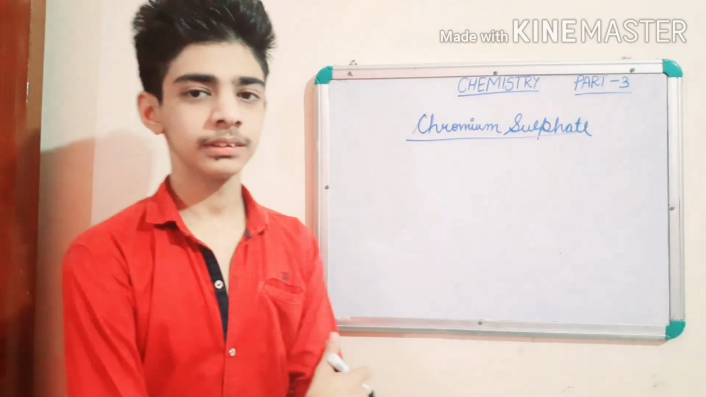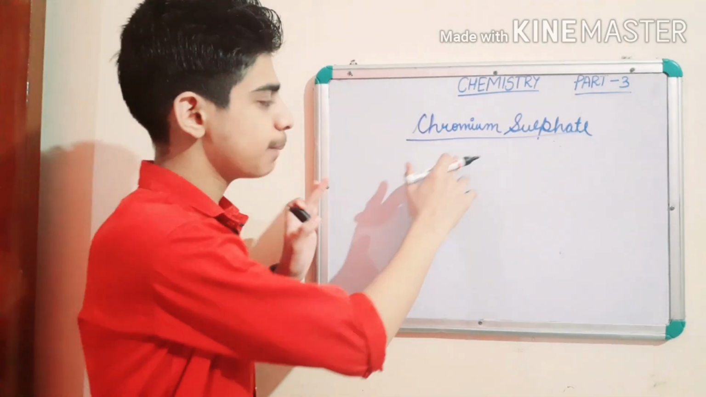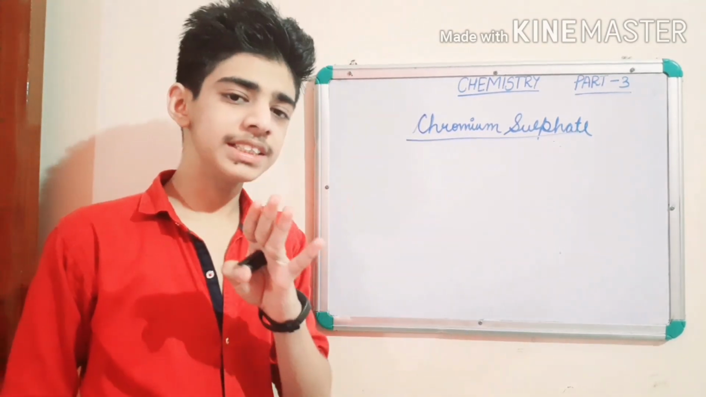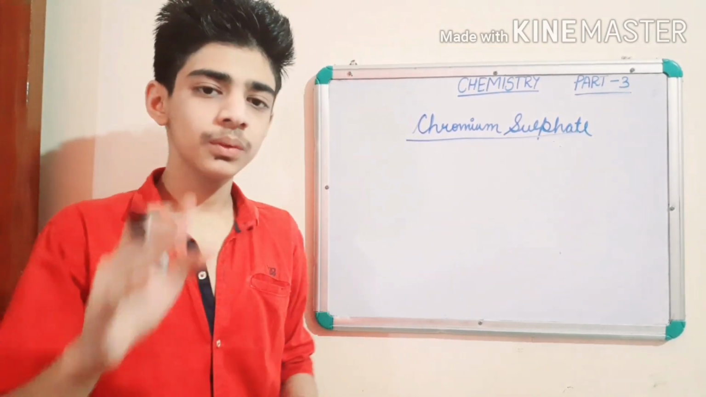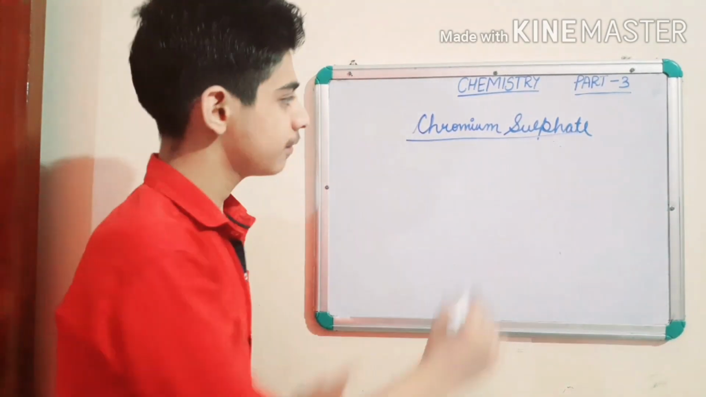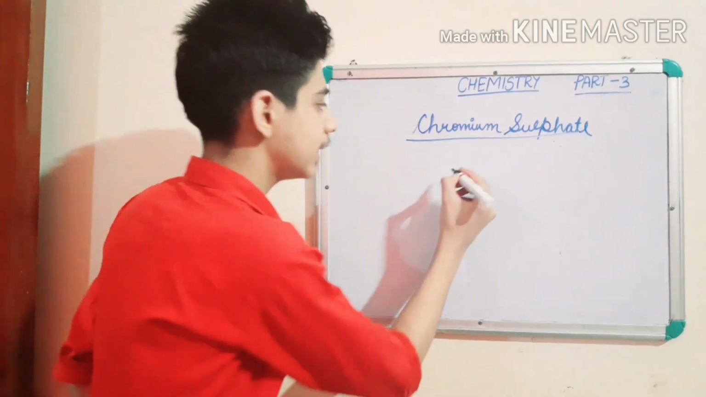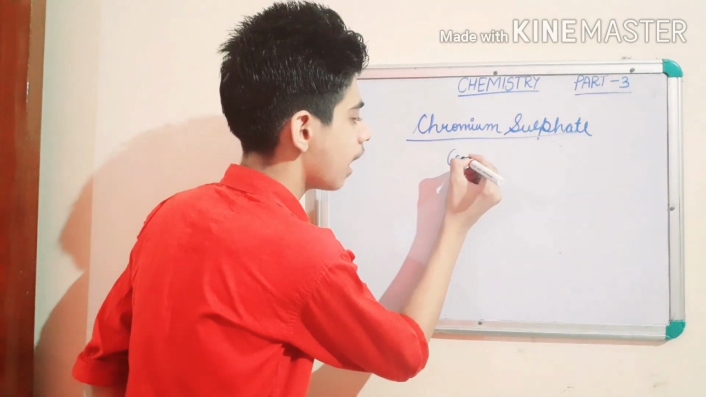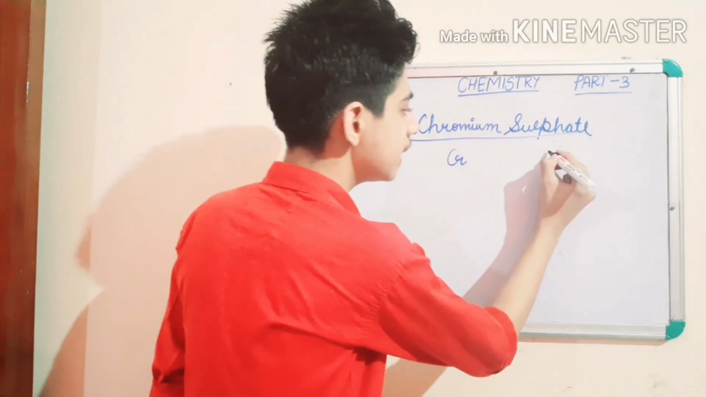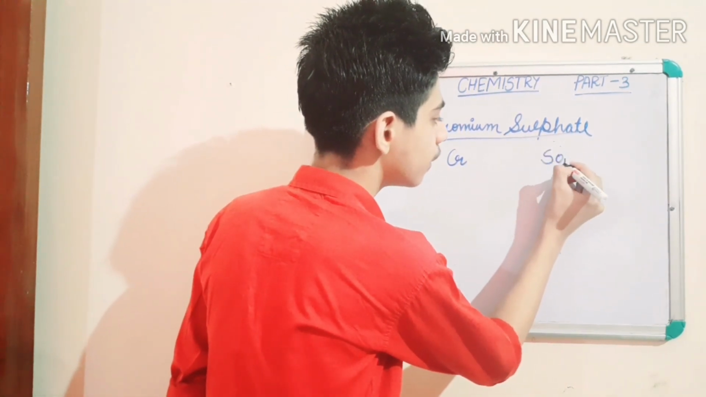So here I have taken an example of chromium sulfate. As I have told you, please learn the valency numbers. It is very important to learn because it is very helpful. See, now the first step. What is chromium? It is Cr, the symbol of chromium, and sulfate is SO4.